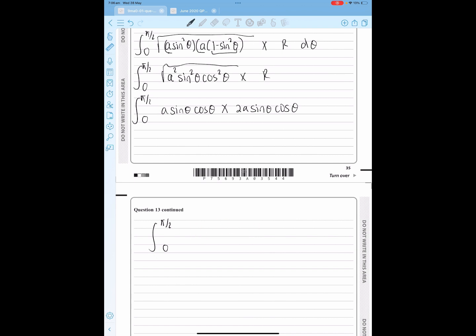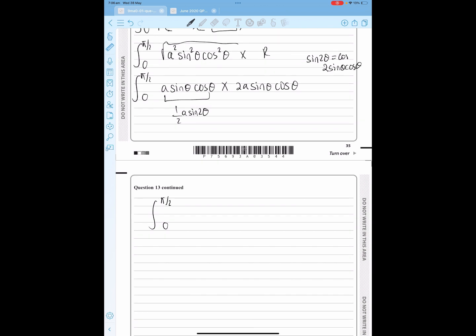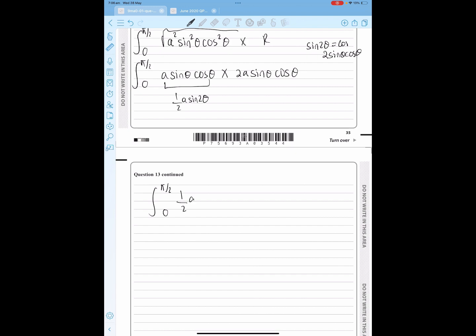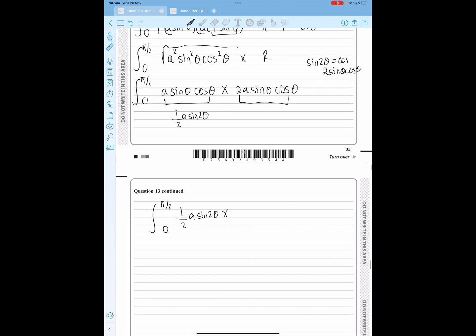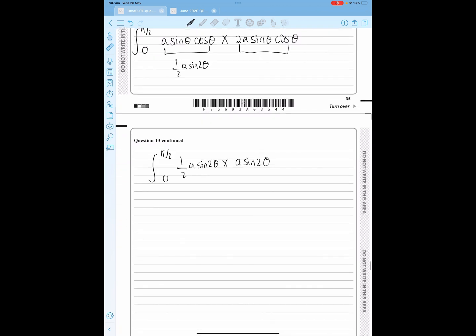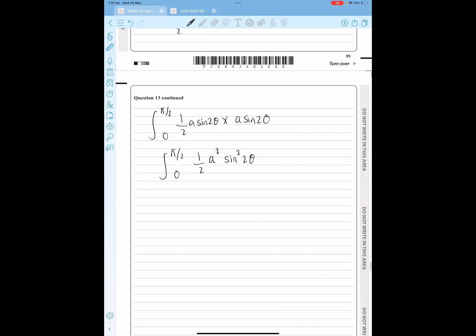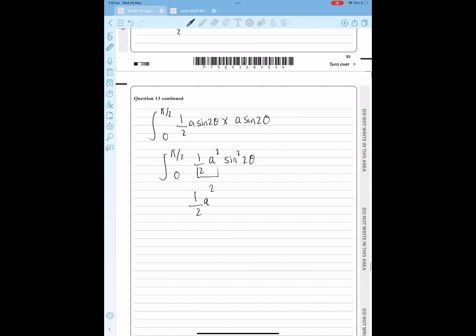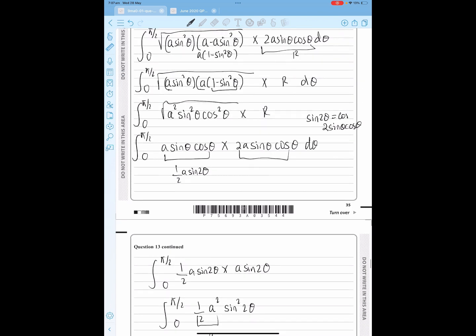We can rewrite this as a half a sine 2 theta, because sine 2 theta is 2 sine theta cos theta. So that can be rewritten as a half a sine 2 theta, times another a sine 2 theta, integrated between 0 and pi over 2. We get a half a squared sine squared 2 theta. And now we can take out our half a squared because this is a constant. Oh my days, mind my d thetas, which I keep forgetting.